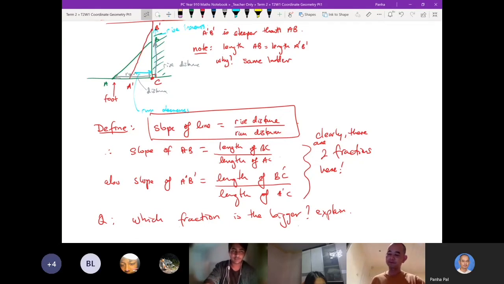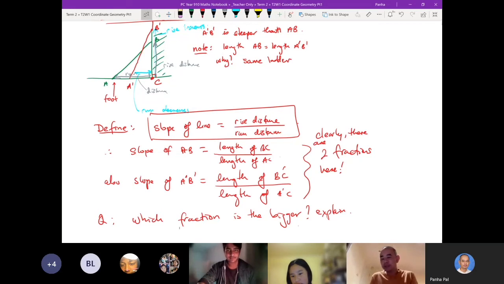So the slope of A dash B dash, that fraction is bigger because the rise is bigger than the run, so that means it's more than a whole. Anybody want to debate with him? How do you know that for the slope of AB, the rise BC is not bigger than the run AC? Because if the rise BC is bigger than run AC, it's still greater than 1.